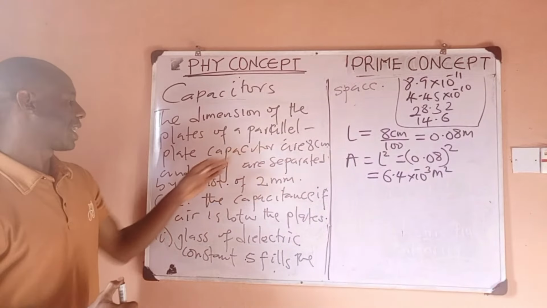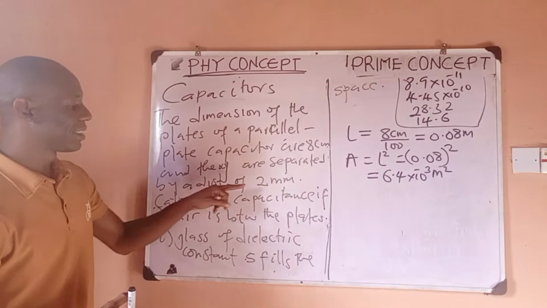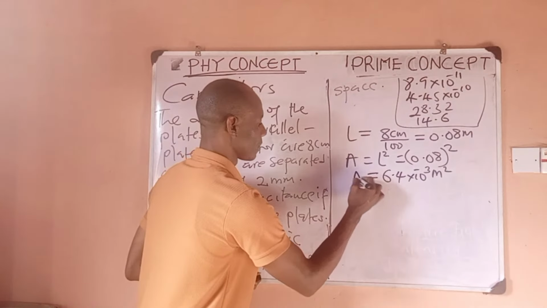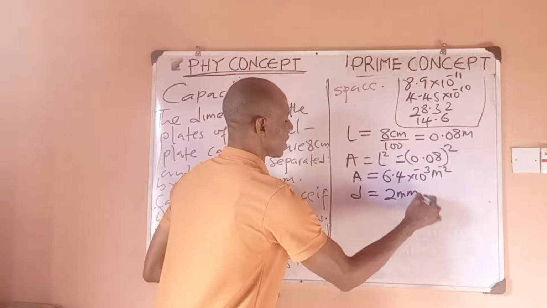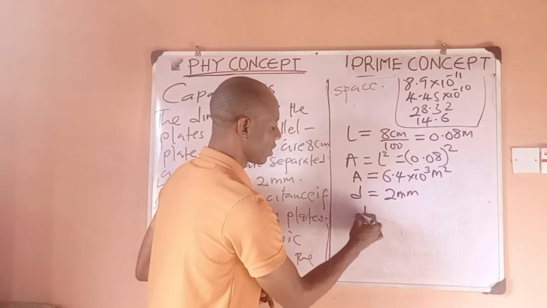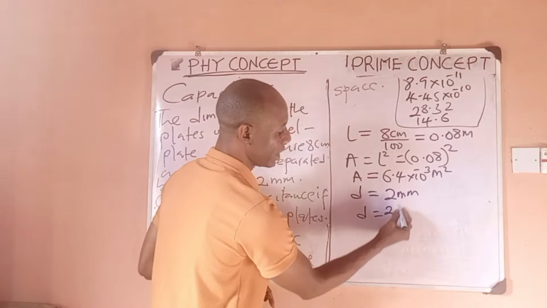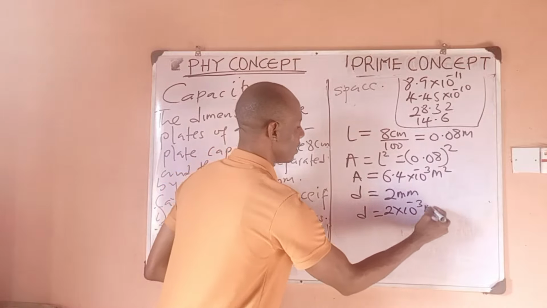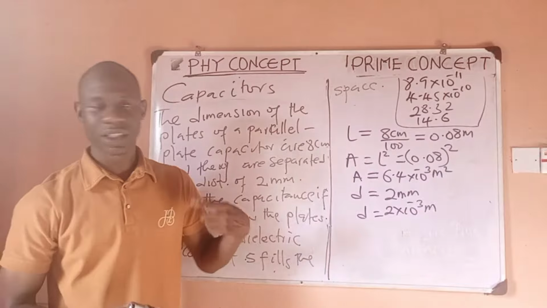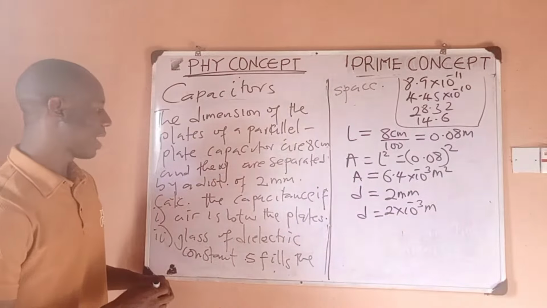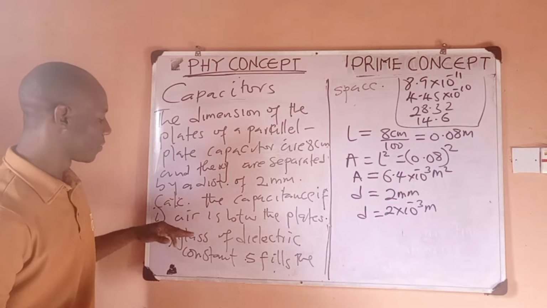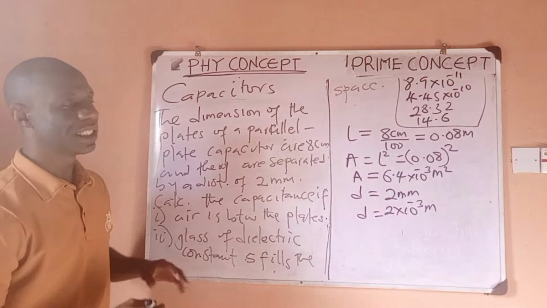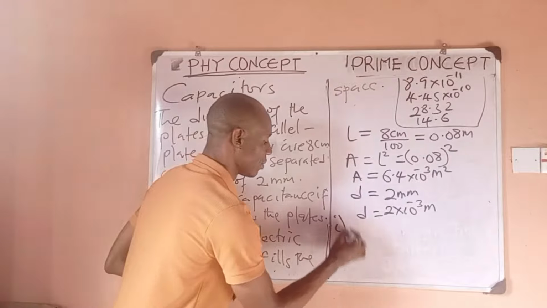Now they said the plates are separated by a distance of 2 millimeter. We can't work with this, we have to change. 2 milli means 10 to the power minus 3. So once you see milli, you change it to 10 to the power minus 3. And they said calculate the capacitance if air is between the plates. That's the first case, which is simple.